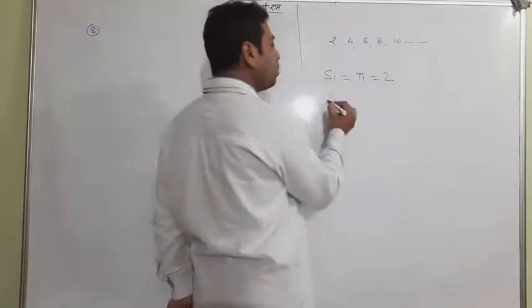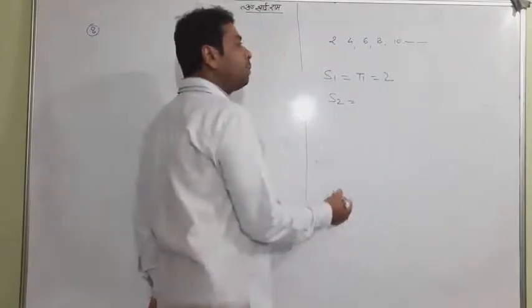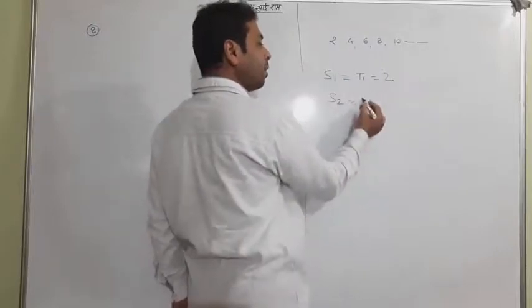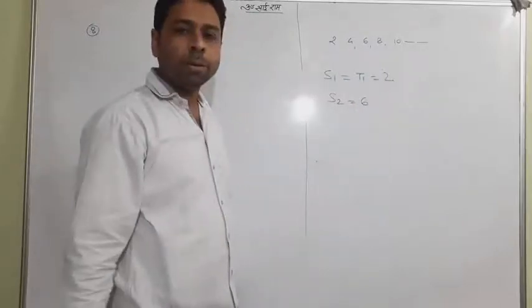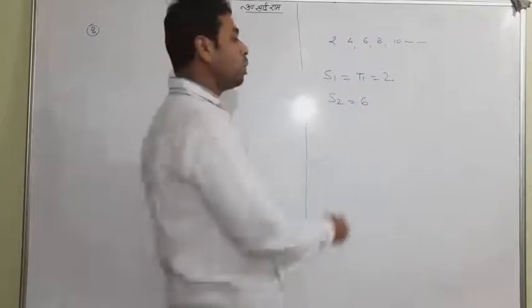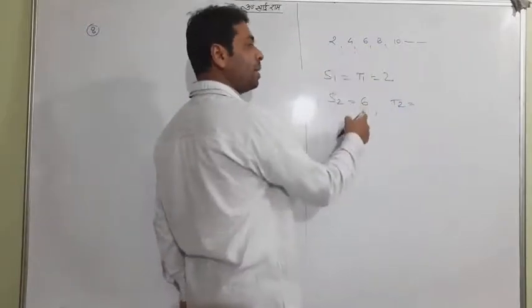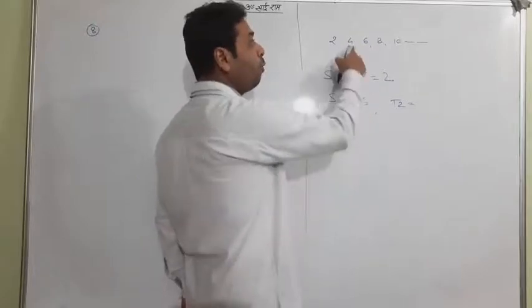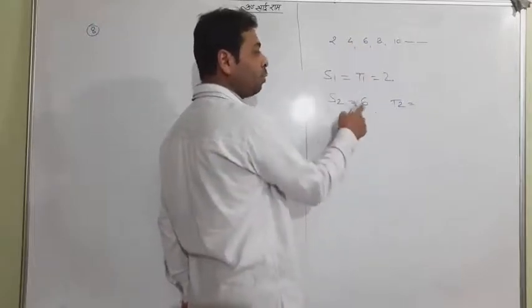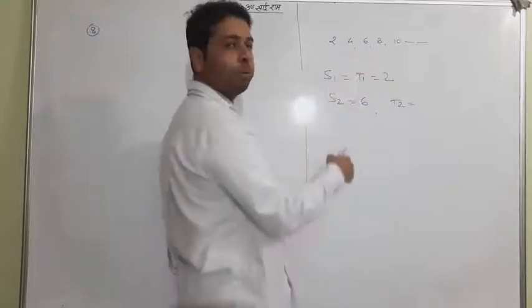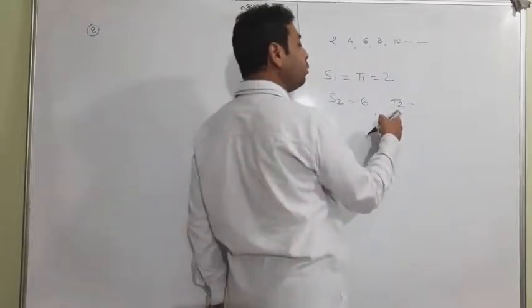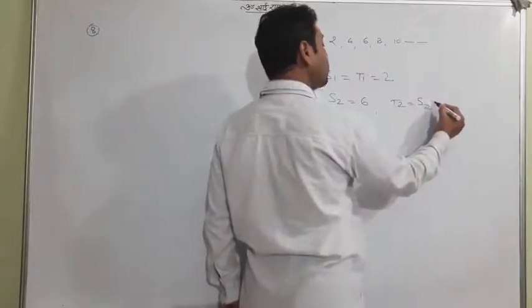But if I ask you the sum of two terms, the sum of two terms will be 4 and 2, 6. But what is the second term? The second term is not 6. The second term is actually 4, which is S2 minus S1. Look, 6 minus 2 is 4. So whenever you want to find T2, you will find S2 minus S1.